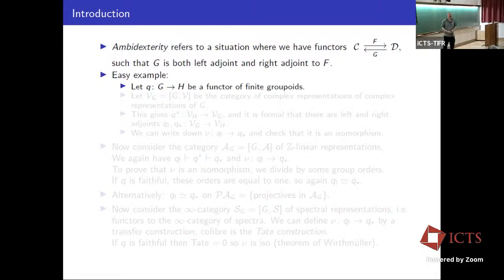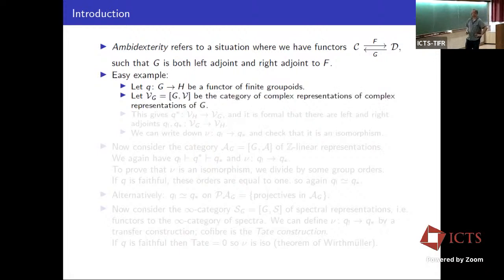But many things become more natural if you formulate them in terms of groupoids. Especially if we want to build up to the final thing, the chromatic examples of ambidexterity in the context of finite infinity groupoids, it's useful to talk about ordinary groupoids first. So we're going to have some finite groupoids, G and H, and a functor Q from G to H.